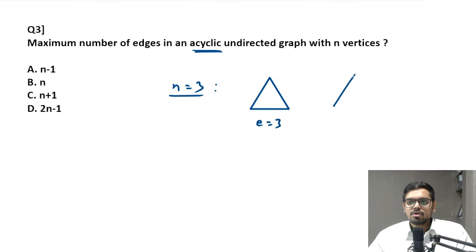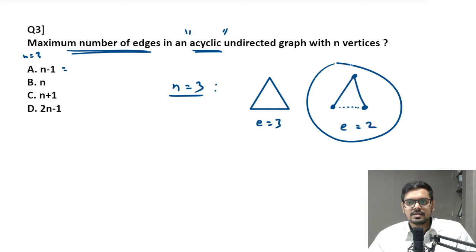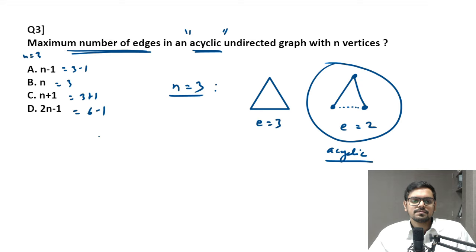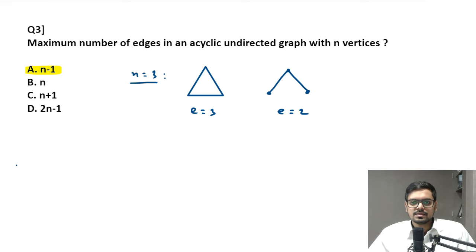But if it is not cyclic, then it should stop here, right? We should eliminate this edge. Then the maximum edge is 2. So n is 3, maximum edge is n minus 1. Makes sense? When n is 3, the maximum number of edges for the acyclic, this example is acyclic since cycle is not made. This is cyclic since cycle is made. So when n is 3, I got here 3 minus 1. Our answer is 2. Answer 2 is only present in option A, not in the other options, so other options are wrong. Easy, understood? Very simple substitution technique.